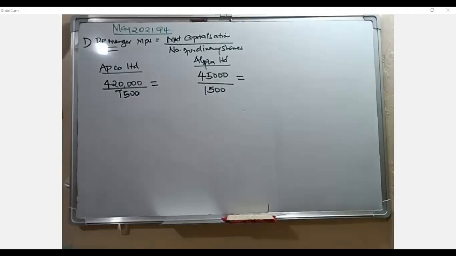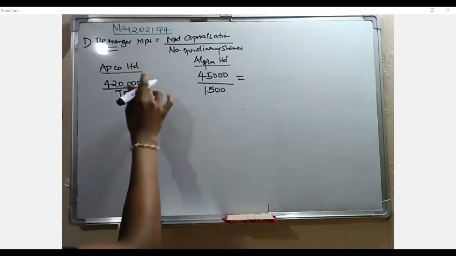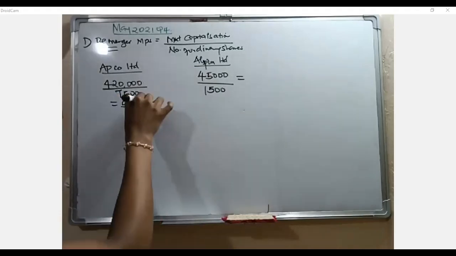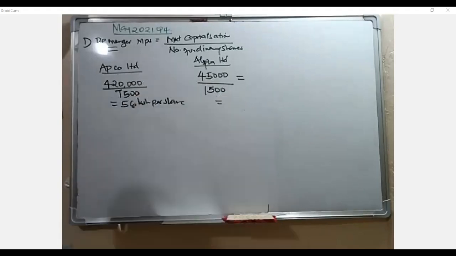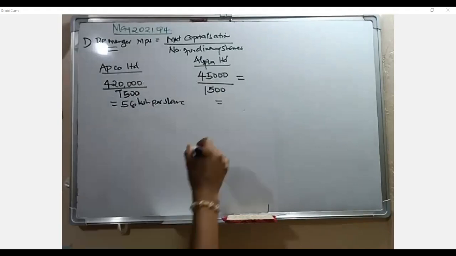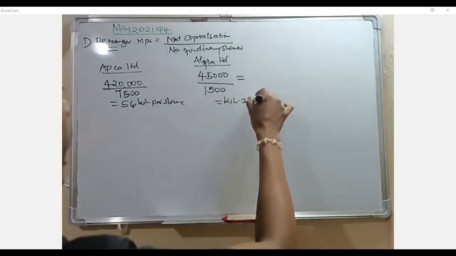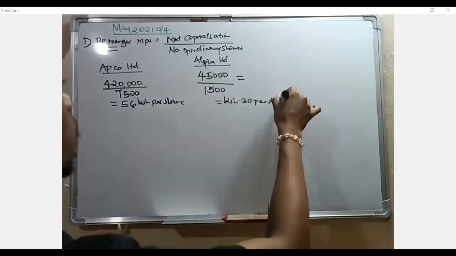How much is this? So I just take out my calculator. Let me just take 420,000. You divide by 7,500, which I get 56 shillings per share. So in this case here, you're going to be getting 56 Kenya shillings per share, right? Then on the other side here, I just say 45,000 divided by 1,500. I'm getting 30 shillings per share.